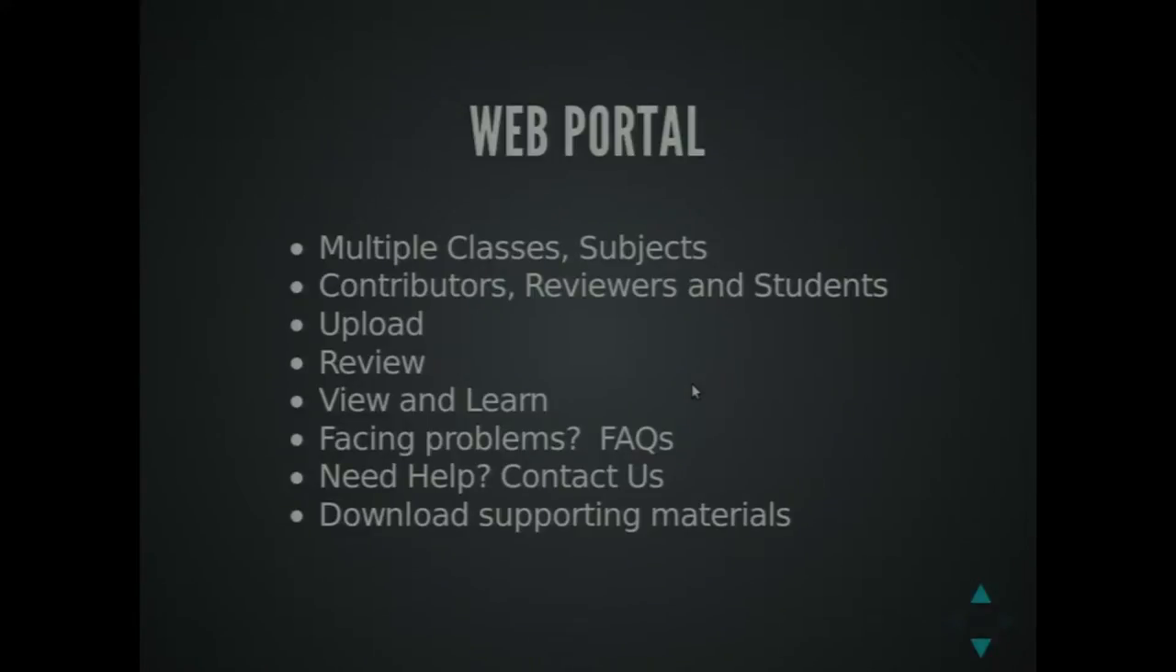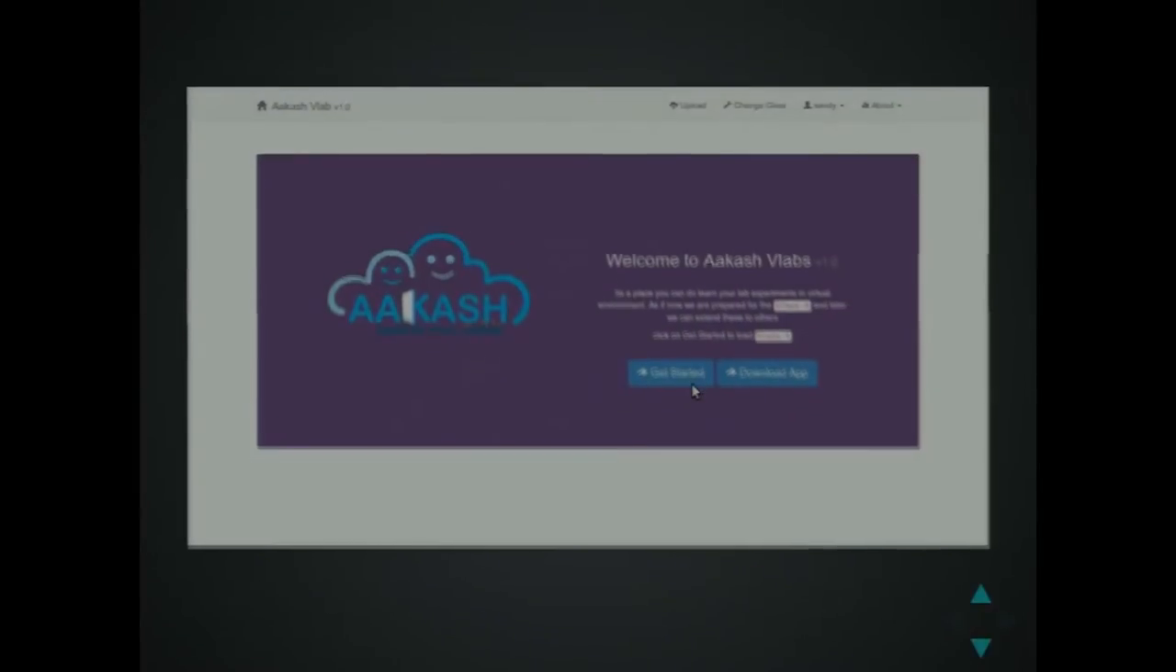So we have the upload feature for uploading experiments. It gets reviewed and then it moves on to the view, and students can view it. Apart from that, in the web portal, if you're facing problems, there are FAQs, so frequently asked questions will show up. If your problem is there, fine, go ahead. Else, if you have some other issues, or possibly need some additional features on the site, you can contact the admin directly. So I'll just show you.